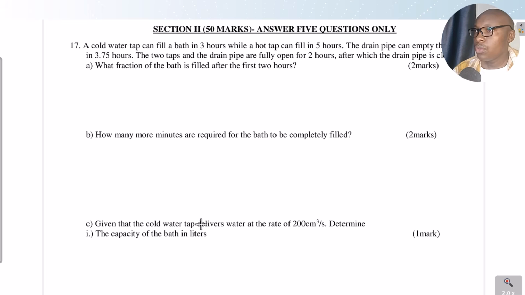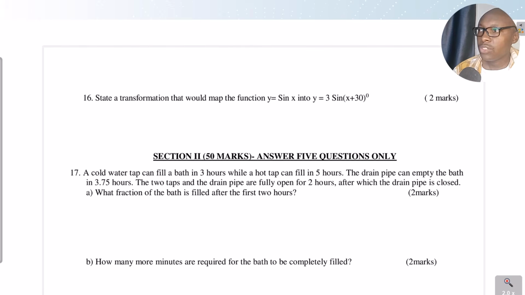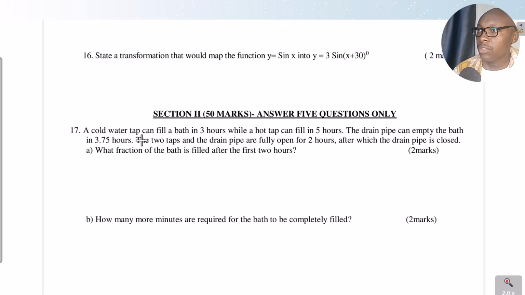We go to the last question in that section. The last question is here, and you're supposed to state the transformation that would map the function y equals sine x onto y equals 3 sine x plus 30. Now, which transformation is going to map y equals sine x into 3 sine x plus 30?